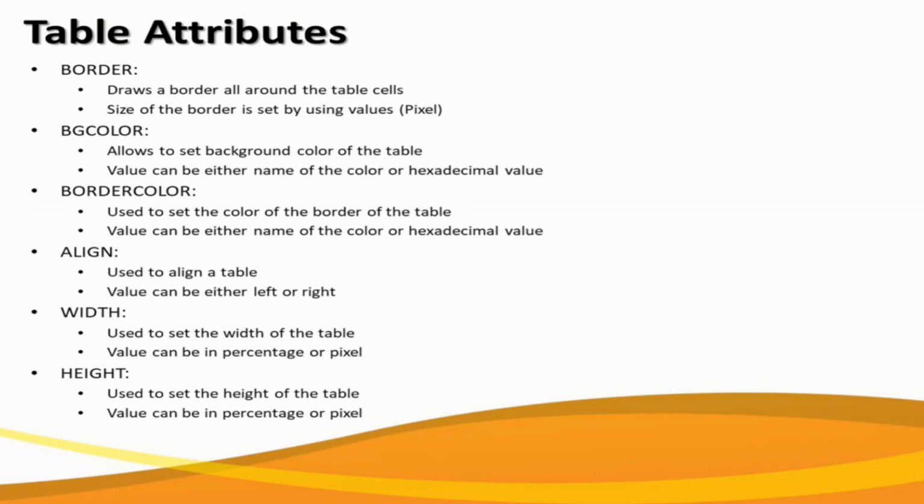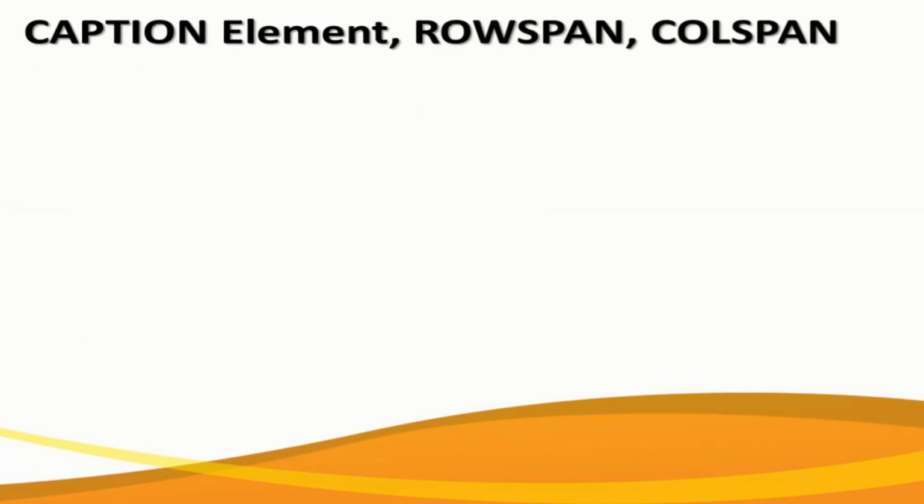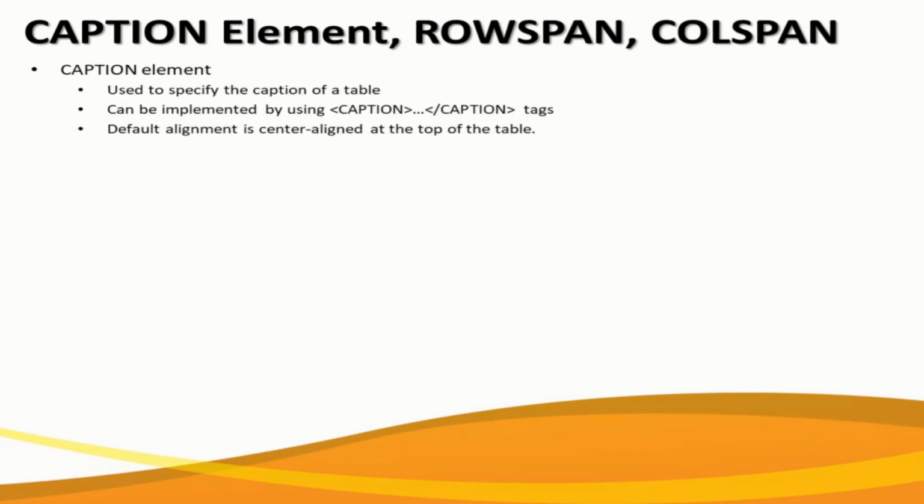Before we conclude this session, we will learn about some additional elements and attributes which we can use with the table. The first one is the caption element. To specify the caption of a table, the caption element is used. The caption element by default is center aligned at the top of the table.